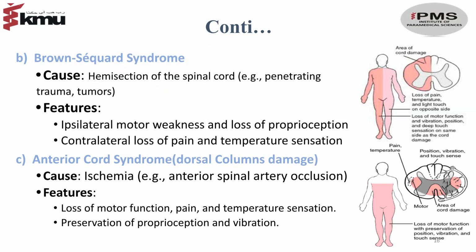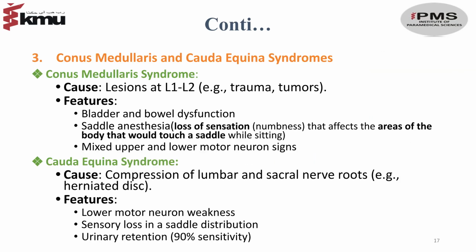Brown-Séquard syndrome, a hemisection of the cord, causes ipsilateral motor weakness and contralateral loss of pain and temperature. Anterior cord syndrome, often due to ischemia, results in the loss of motor function, pain, and temperature while preserving proprioception. Conus medullaris syndrome involves lesions at L1-L2, leading to bladder and bowel dysfunction, saddle anesthesia, and mixed motor signs.